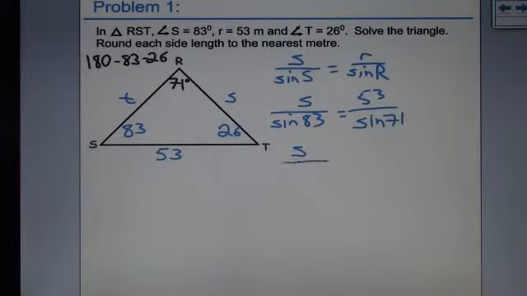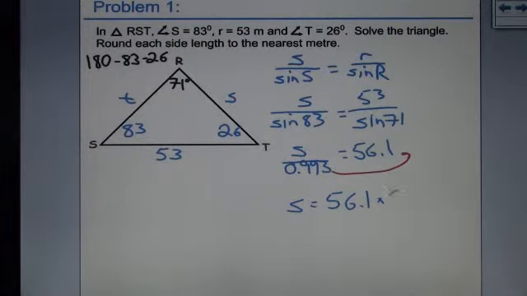So I get s. I'm just going to quickly in my calculator go 53 divided by sine 71. I'm going to get 56.1. And then I'm going to remember to cross multiply this up, and I'll explain why I did that in a second. I get s equal to 56 meters. And we were asked in the question just to go to the nearest meter.